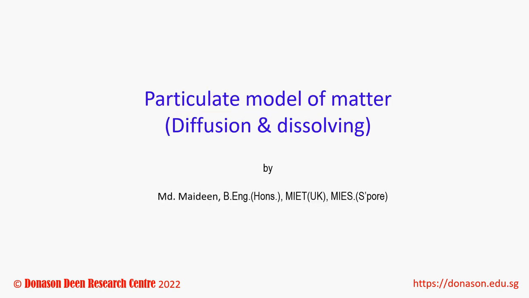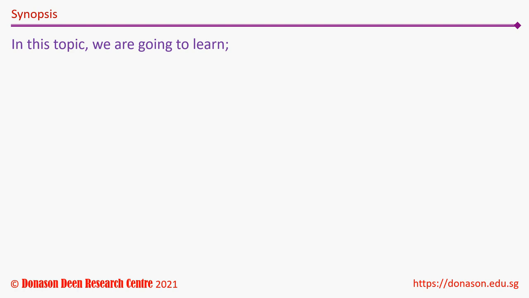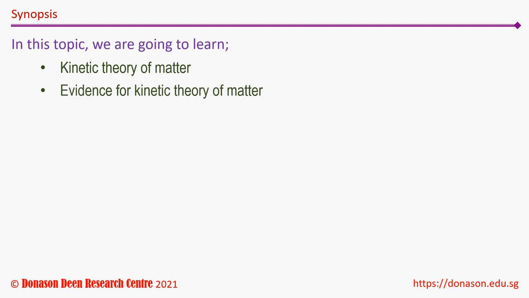Welcome to particulate model of matter, and in today's lesson we are going to look at diffusion and dissolving. So what are the things that we're going to learn? First, we're going to look at what is kinetic theory of matter and what it entails. Then we will look at the evidence for the kinetic theory of matter using one of the experiments which we can perform. Then we will look at what is diffusion and the definition of diffusion.